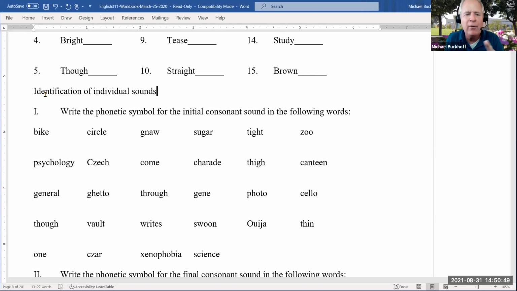Thigh. Remember, the TH sound is always going to throw you off, but at least if you know it's a TH sound, it's either the theta or the eth, right? The question is, which one is it? Notice again, when I say it, we don't have to worry about masks here.